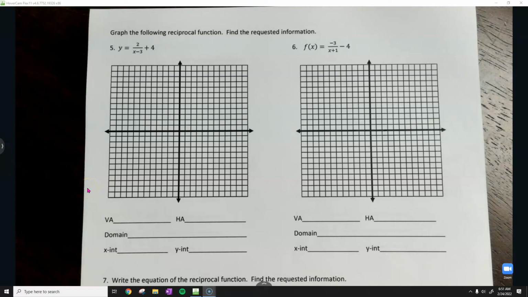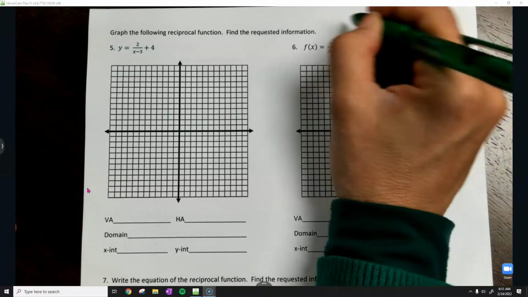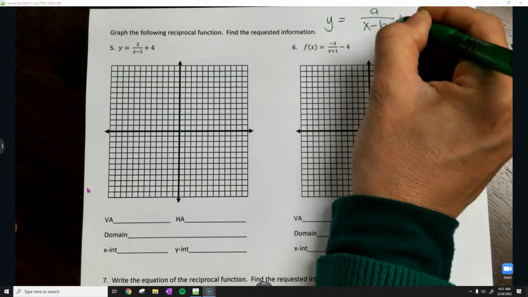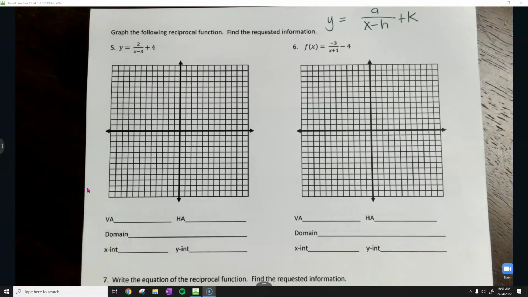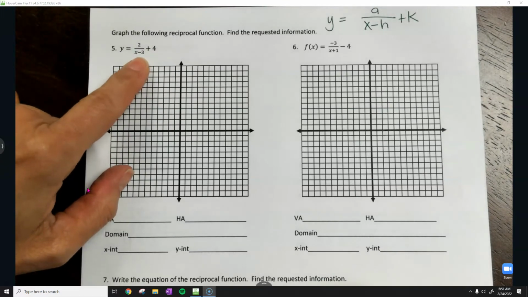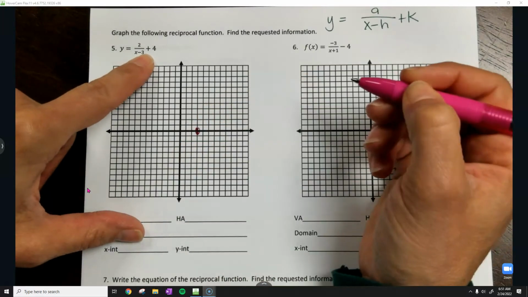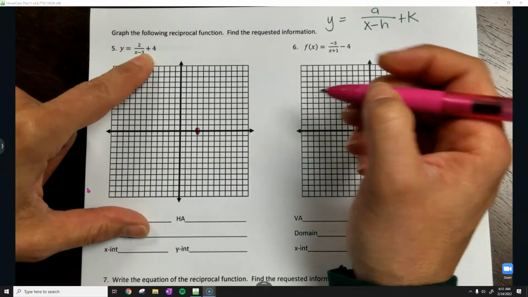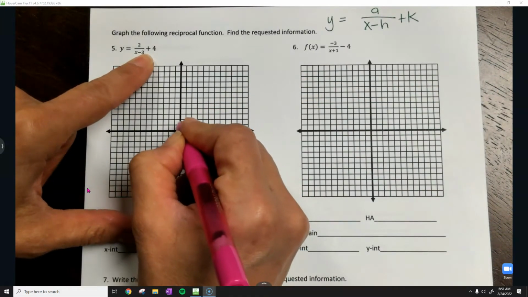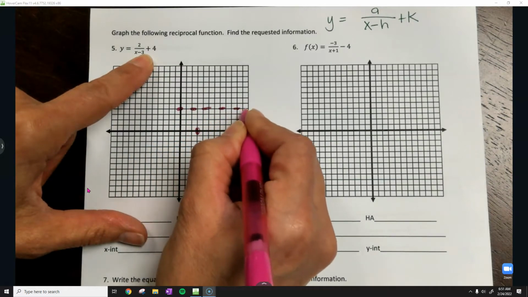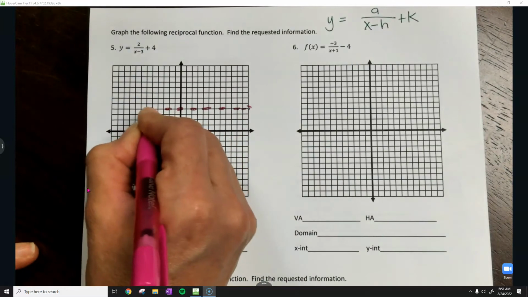Okay, let me just kind of remind you guys what's going on with the reciprocal function. Remember, you have to have this form memorized. So if I graph number 5, I know I'm going to have two asymptotes. I'm going to have a vertical asymptote at positive 3, and then a horizontal asymptote at positive 4. So we're just going to go ahead and bold out these asymptotes.